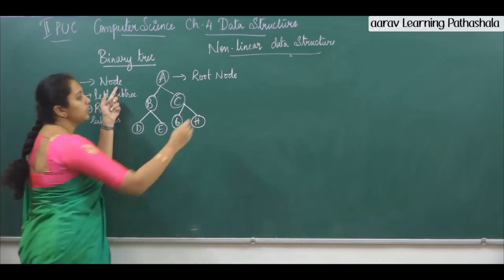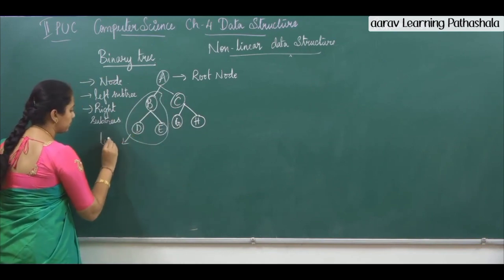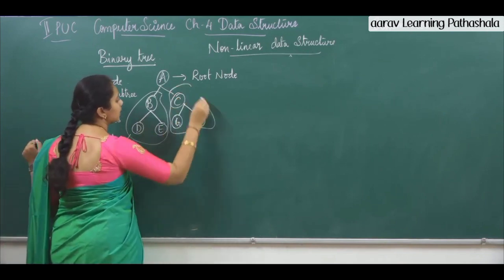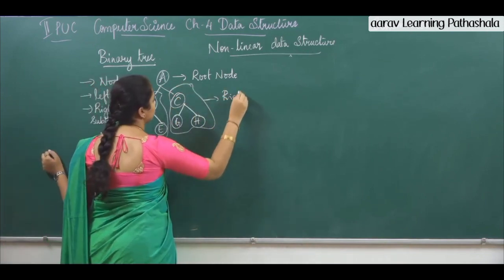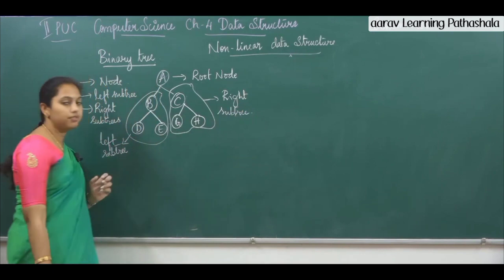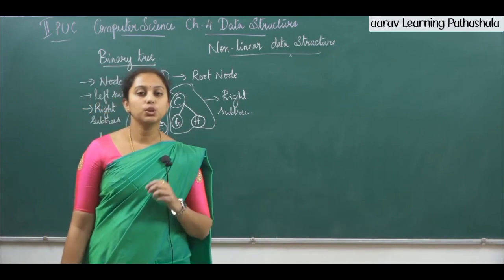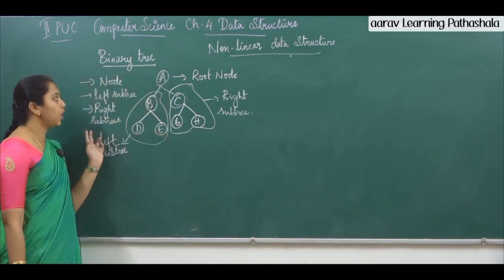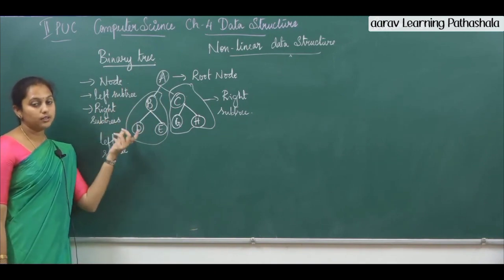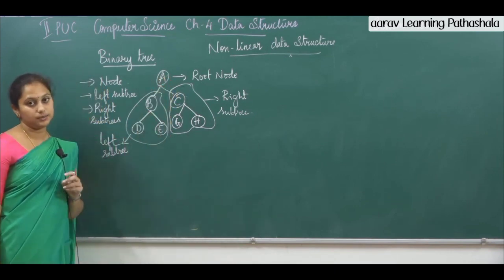It has a node, that is a root node. This is the left subtree and this is the right subtree. So a binary tree is a special type of data structure where each node should have a maximum of two child nodes. It consists of a node, left subtree and right subtrees. So what is a node? A node is where it is going to store the information or the condition.